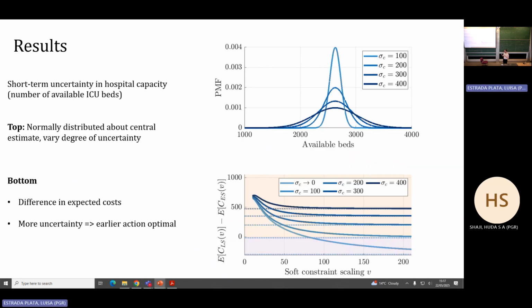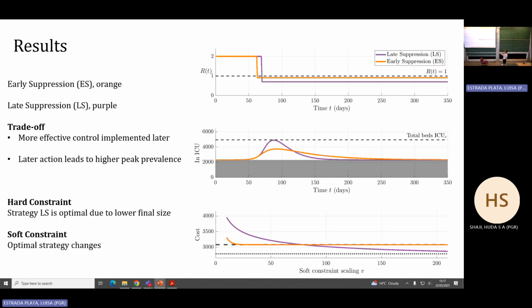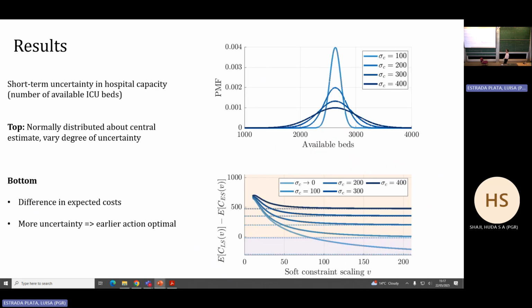So in the short term, policymakers are choosing to enact a lockdown or some intervention. If you take the first lockdown as an example, we had some uncertainty regarding our actual number of beds. So we're going to do a simple sensitivity analysis where the number of available ICU beds is normally distributed. Its central estimate is this line here, and we're just going to vary the degree of uncertainty around it.